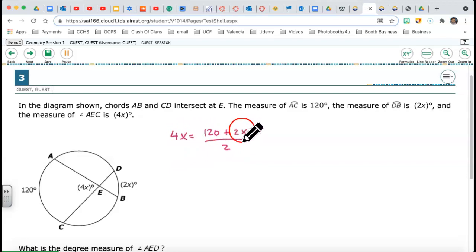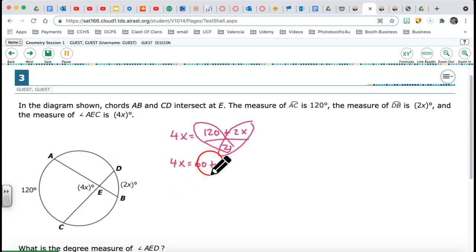We have x's on both sides, but first of all, I have these two dividing. So let's do something simple. This 2 divides the 120. 120 divided by 2 is 60. But that 2 also divides the 2x. The 2 divides any term on the top. So 120 divided by 2 is 60. 2x divided by 2 is x. And now my equation seems better.